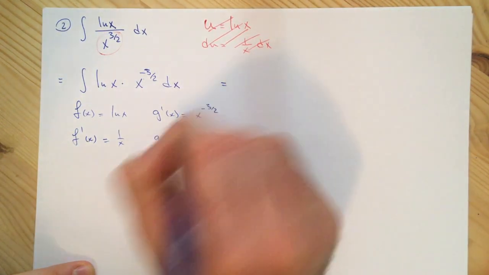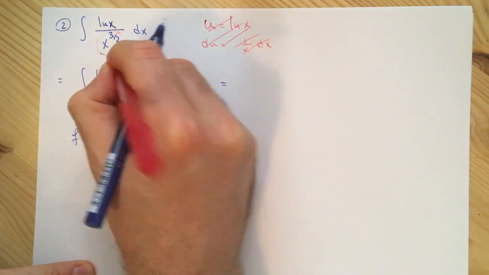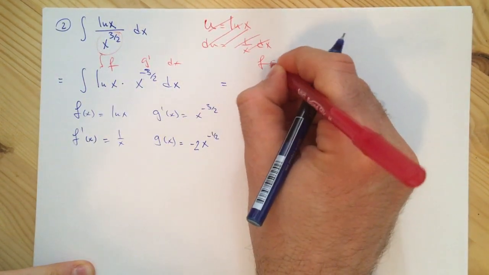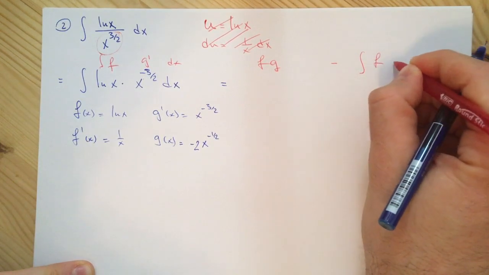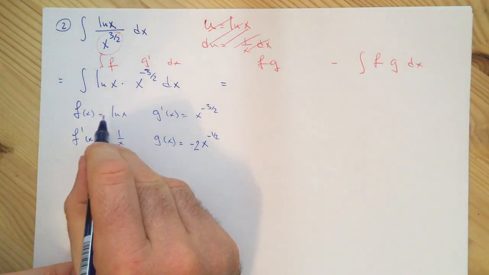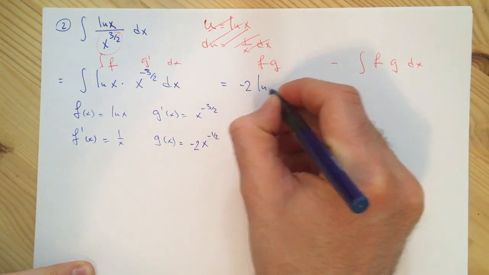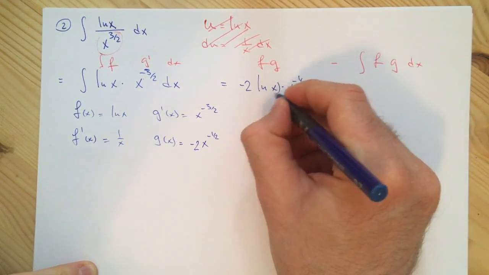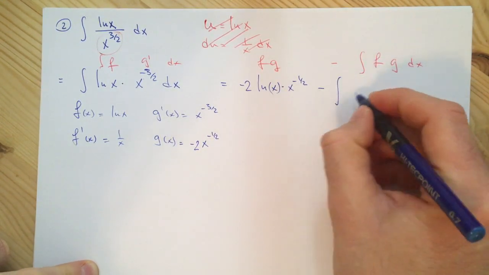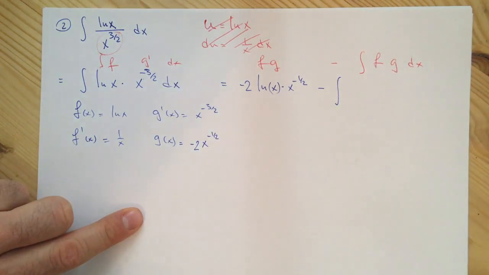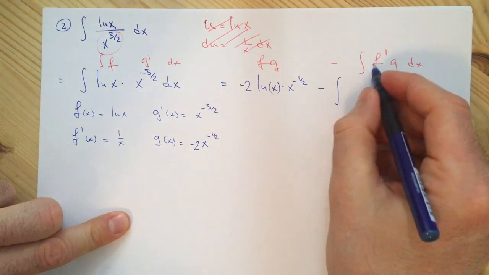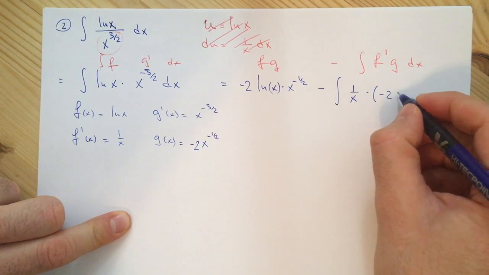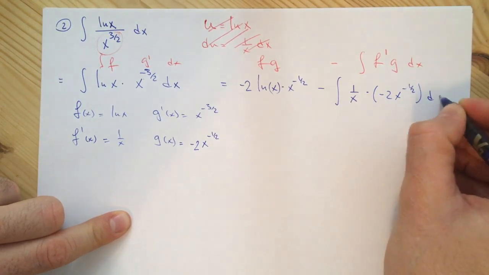And now let us perform integration by parts, right? So if this is f times g prime, then integration by parts says what? f times g minus the integral of f prime times g dx. So f times g, negative 2 times ln of x times x to power negative 1/2, minus the integral of f prime times g. So f prime is 1 over x times negative 2 x to power negative 1/2 dx.